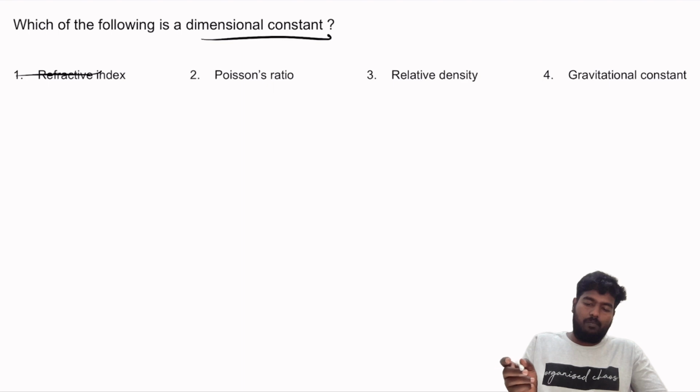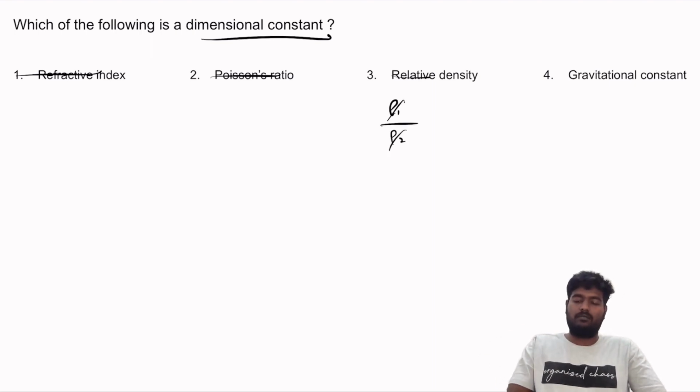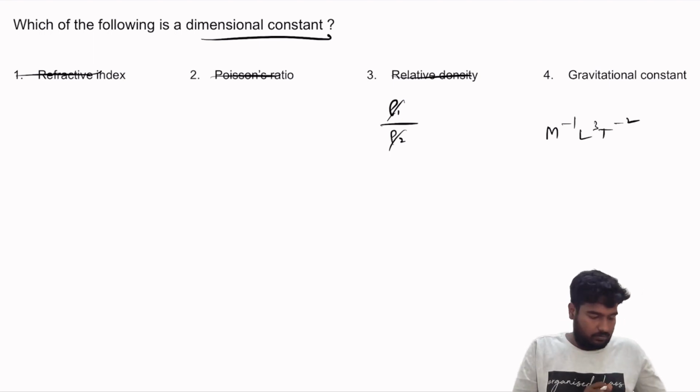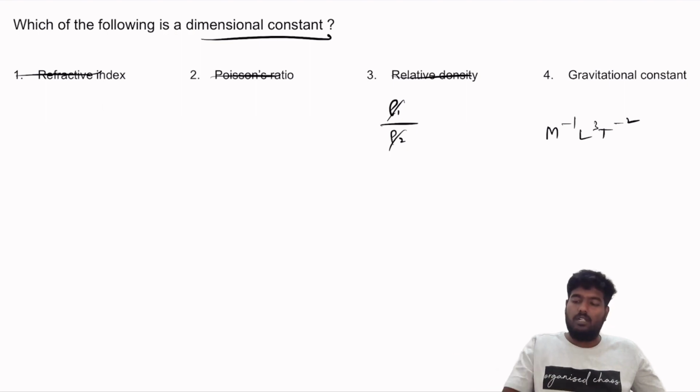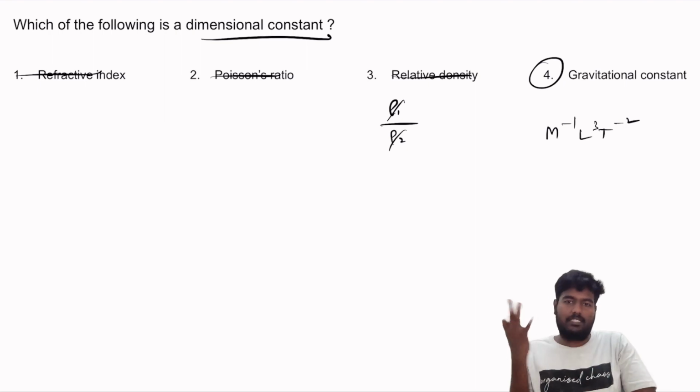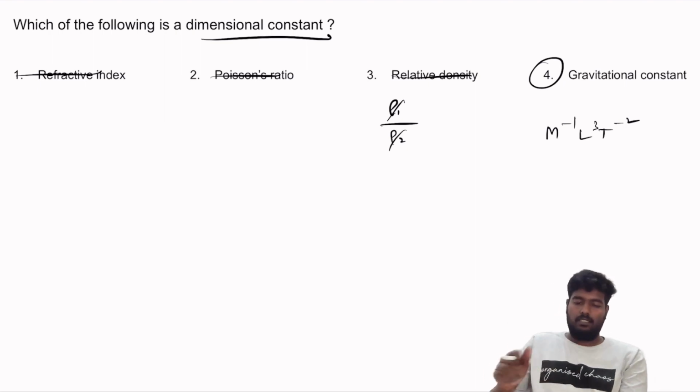Poisson ratio is also a dimensionless quantity. Relative density, meaning that you have density of something 1 and density of 2, both have the same dimension, so it's a dimensionless quantity. Only gravitational constant, which has M inverse L cube T power minus 2, I guess. Yes, M inverse L cube T power minus 2 is a dimensional constant. Okay, only G is a dimensional constant. Good. Next question.